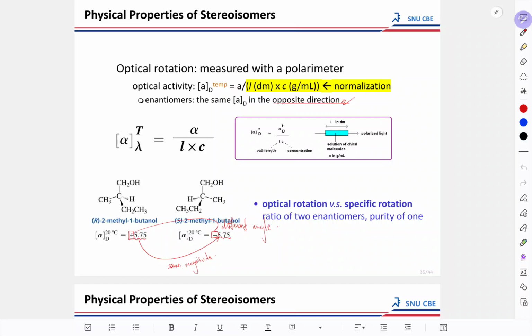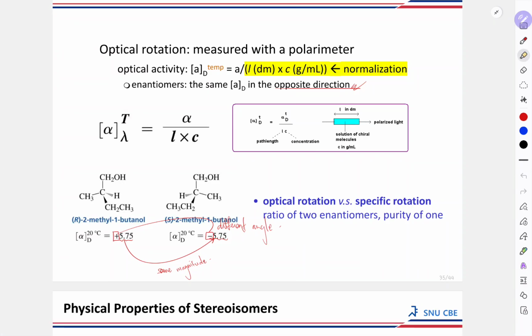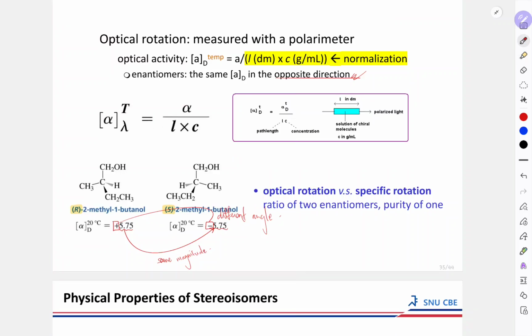And then you can compare, right? That is called, by the way, the specific rotation. A specific rotation of a pure sample, for instance, will give you the following numbers. So 2-methyl-1-butanol as a pure R form will give you plus 5.75 degrees. Right? That's the normalized rotation you can get.